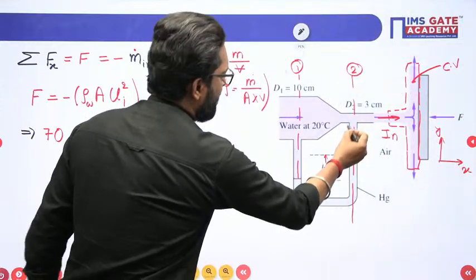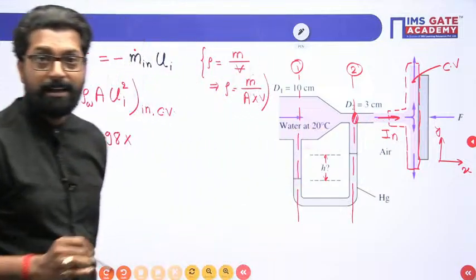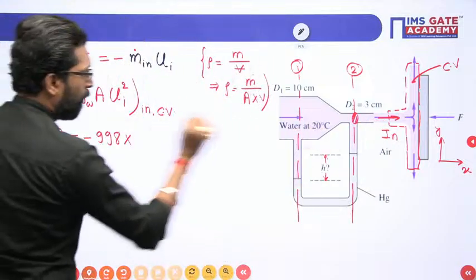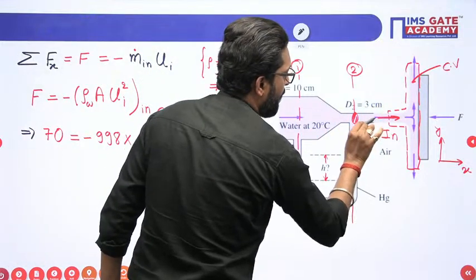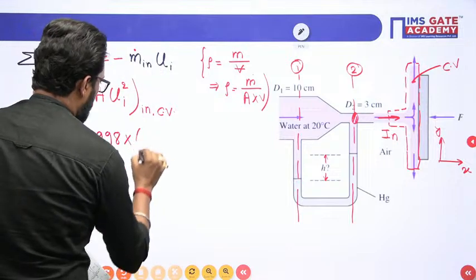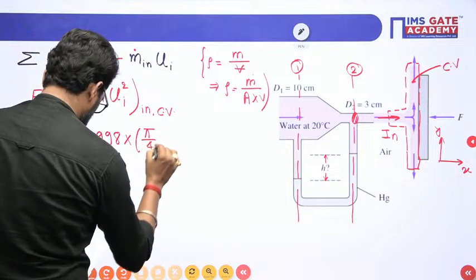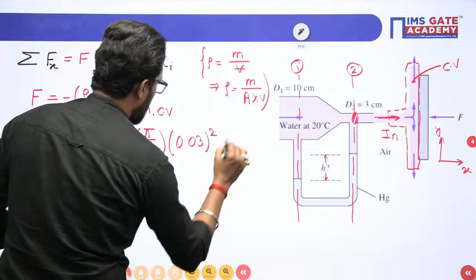So put the area of this jet, not this one, beta. Okay? So there may be a little bit of confusion. Just this, into the control volume, and this is your control volume. So in it is there. In it, what area? This 3 centimeter. That means pi by 4 times 0.03 whole square, the diameter.